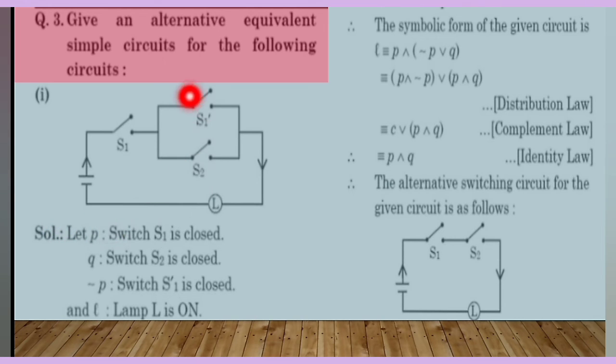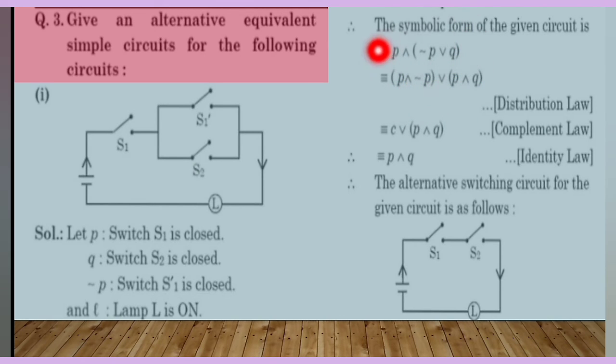P is the statement. How many statements? P, Q and negation P; P, Q, negation Q, P. Right, L is lamp is on. The symbolic form of the given circuit is P and in bracket negation Q or Q. This is the symbolic form. Now using laws we solve this statement.